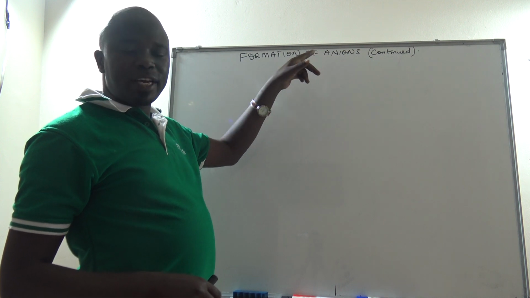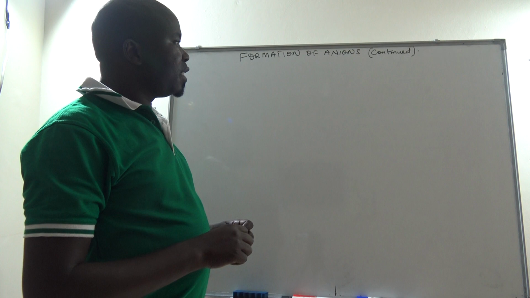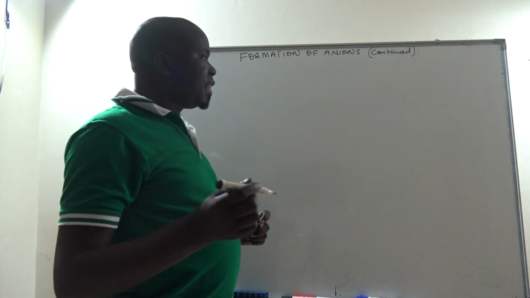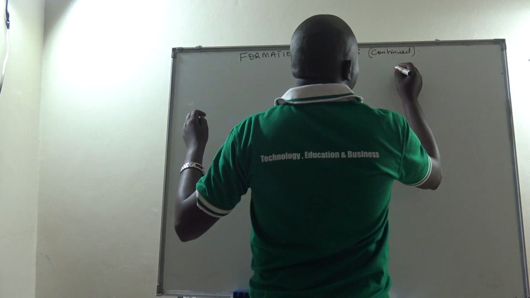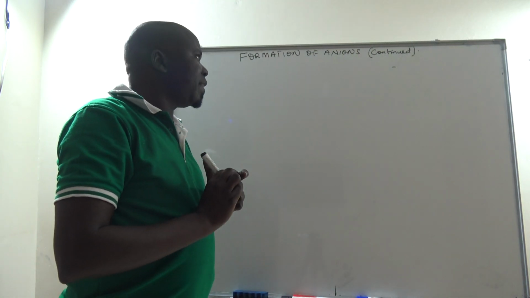Let us continue with the formation of ions, and in particular, let us look at the formation of anions. It is a continuation of what we have been doing. Just to remind you briefly, we said that anions are formed by only non-metal elements. This one we saw.